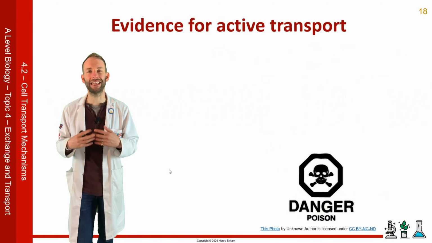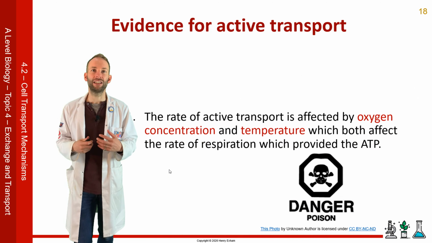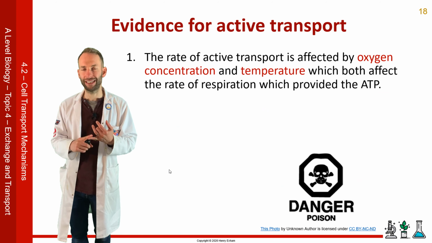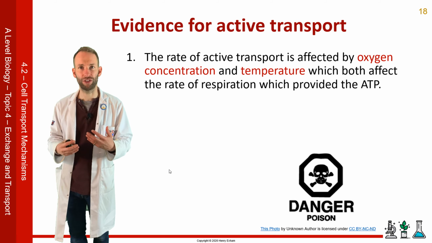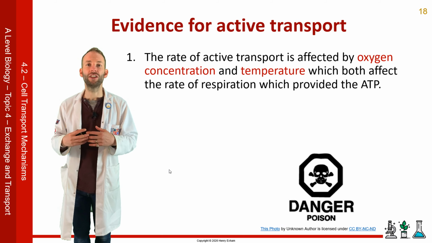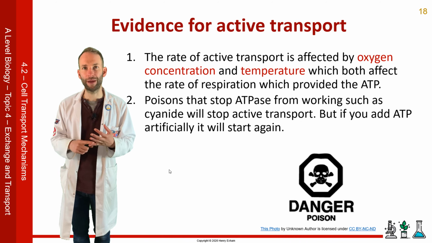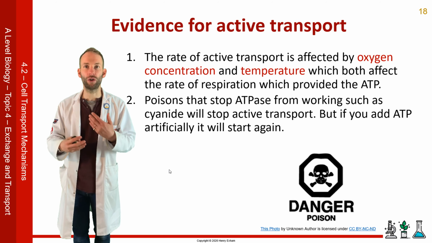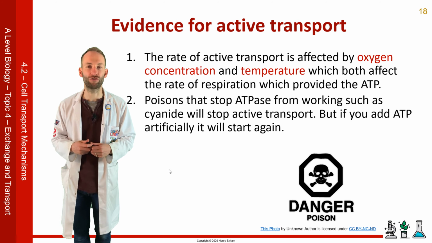Now you need to know a little bit about the evidence for active transport and the evidence that ATP is involved. Well, basically, the rate of active transport is affected by oxygen concentration and temperature. Now, oxygen concentration and temperature affect the rate of respiration, where ATP is produced. So that suggests that you need ATP for active transport to occur. Also, poisons that stop ATPase from working, such as cyanide, seem to stop active transport. And then if you put some ATP artificially back in, the whole thing starts up again. So that would suggest that you need ATP for active transport.